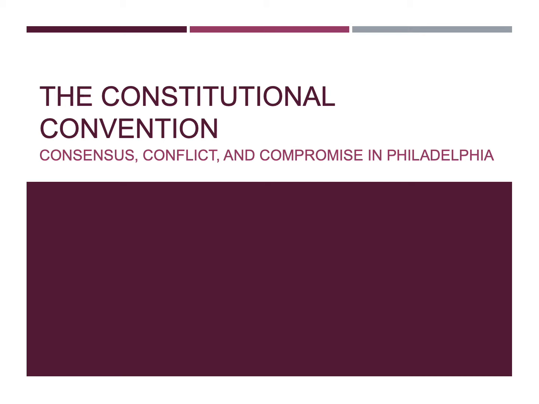Okay, so let's talk about the Constitutional Convention, some of the consensus that was struck, the conflict, and the compromises that were present in Philadelphia. That convention was called in May of 1787, and it lasted until October. And so, the hot months and what took place during the Constitutional Convention.